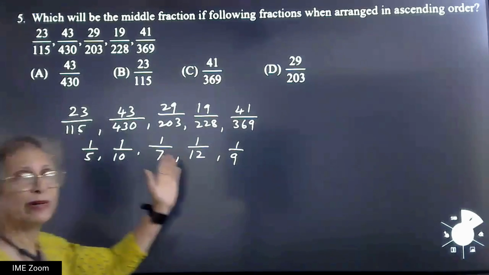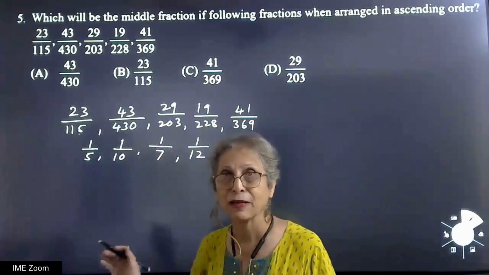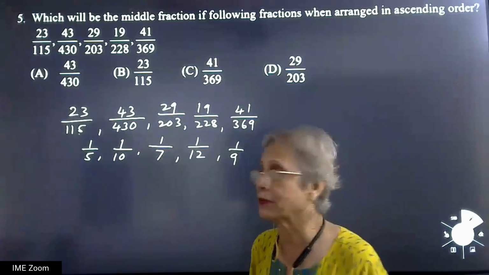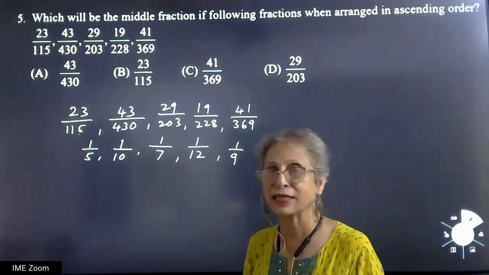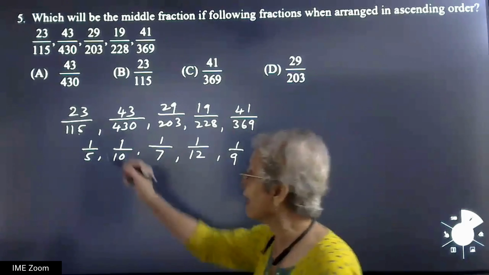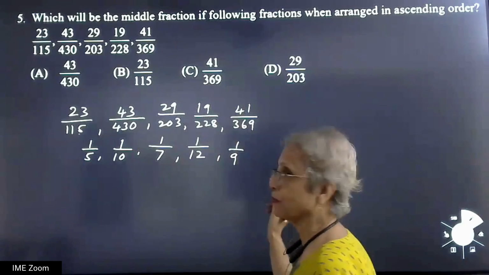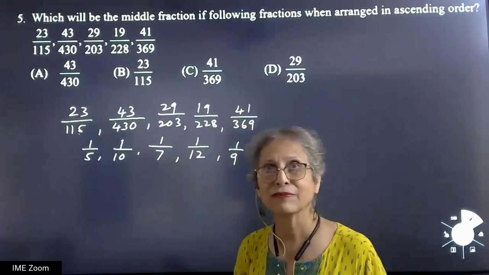See, when such big numbers are there, it is not possible to find out their LCM and then compare, or make their denominators the same and then compare. So there must be some trick. There must be some pattern in this. So try to find out that pattern. They have some relation, numerators and denominators. So we got their simplest form. And now it is very simple.